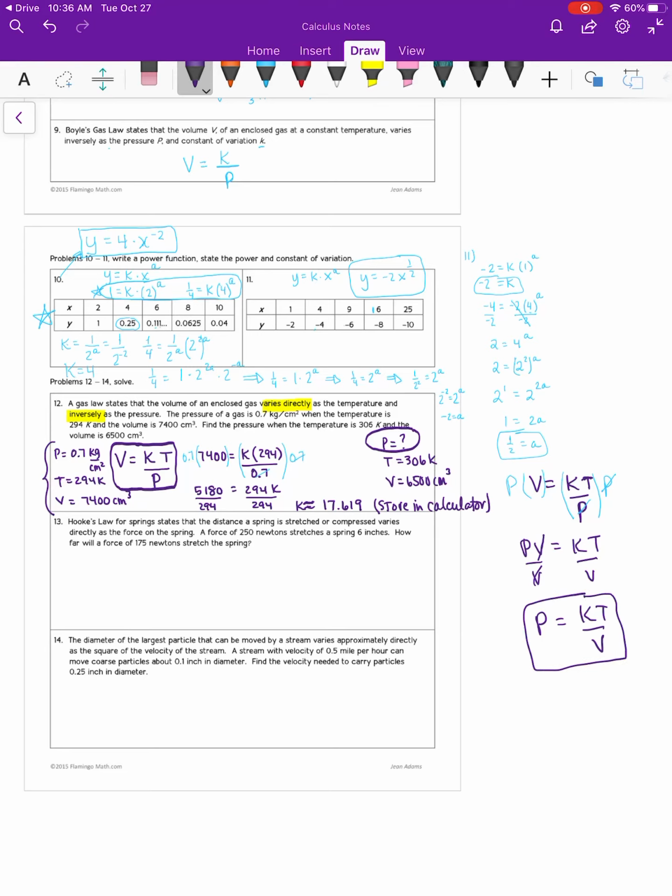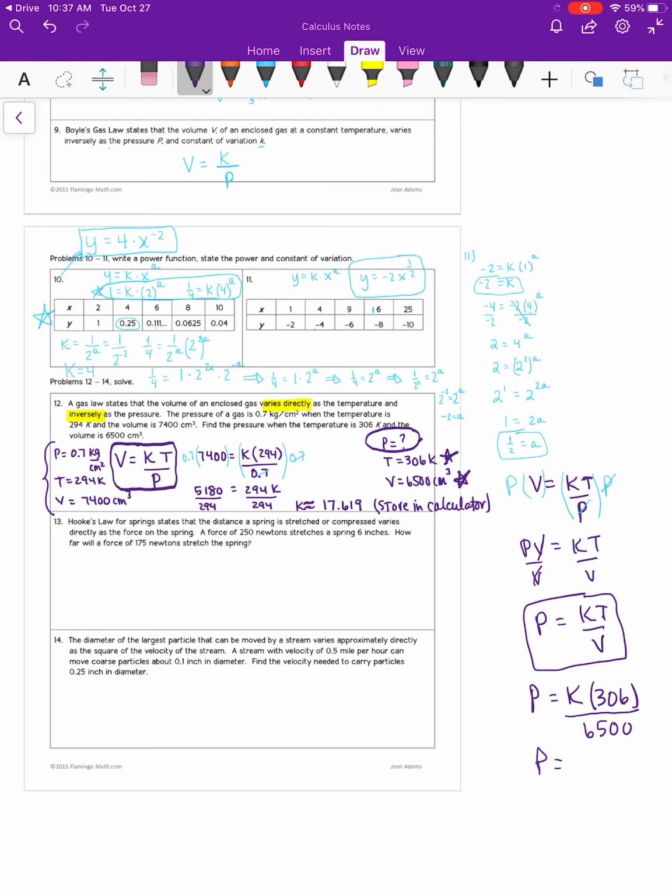Okay, so now if I want to find the pressure for this problem, I'm going to take my K that I stored, multiply it by that 306 right here, kelvins, because that's my T, and divide by my volume of 6,500, which they gave me right here, so I can solve for the P that goes with those two values.